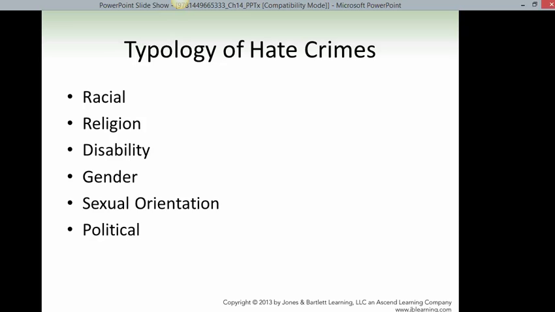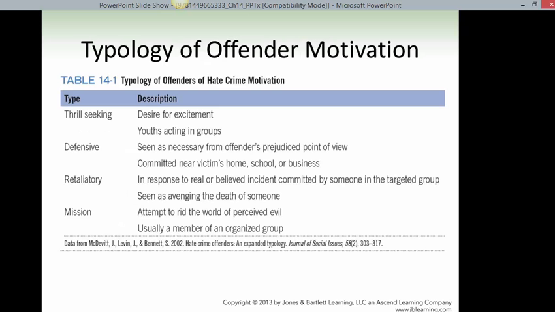Typology of hate crimes include racial, religion, disability, gender, sexual orientation, and political. Table 14.1, taken from your textbooks, is a typology of offender hate crime motivation. Motivation under type, thrill-seeking, and the description is desire for excitement, with youth acting in groups.